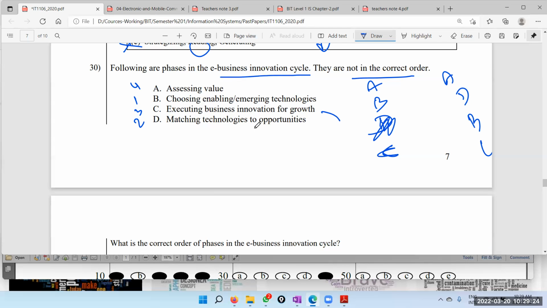Choosing and enabling emergence technologies. Matching technologies to opportunities. Executing business innovation for growth, assessing values. So the examiner has considered that you have to assess after implementing.